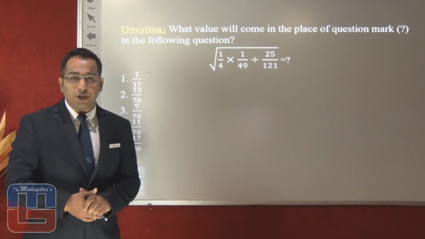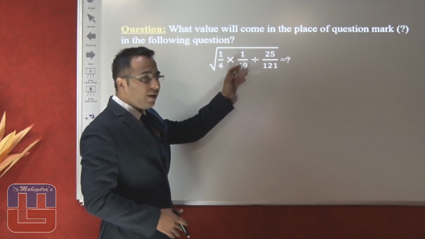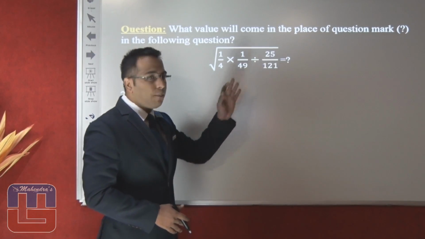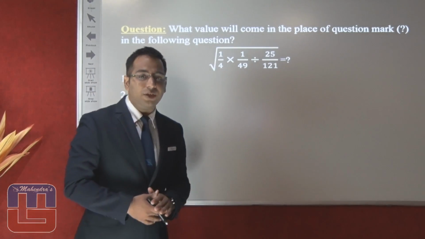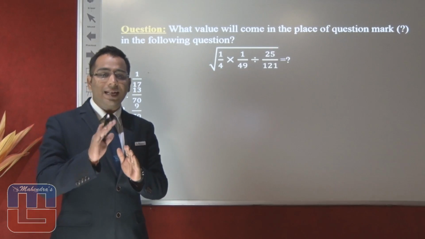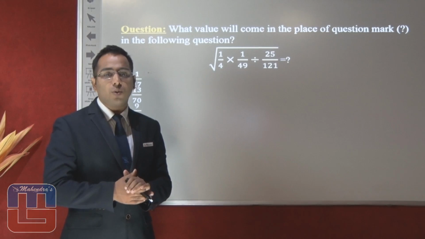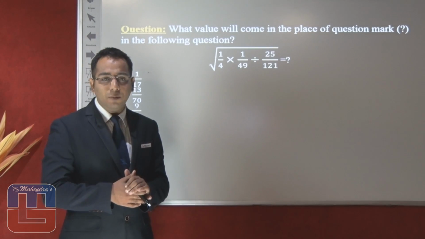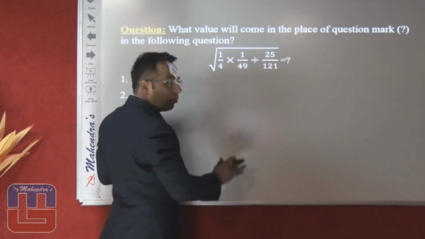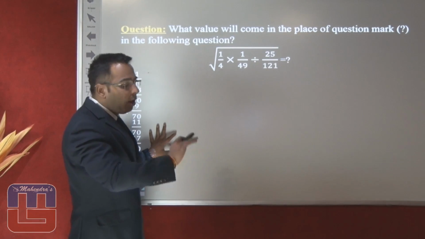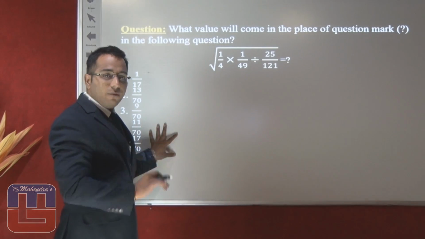question of simplification, where you are given the value under root of 1 by 4 into 1 by 49 divided by 25 upon 121. When we have values in root, the basic thing which we do is keep the things in square only, so that we can directly write the square roots of them outside when we remove the square root. Here we have all the numbers in square, so we will not solve them here. We will just put them in such a manner that we can bring them out of the square root.